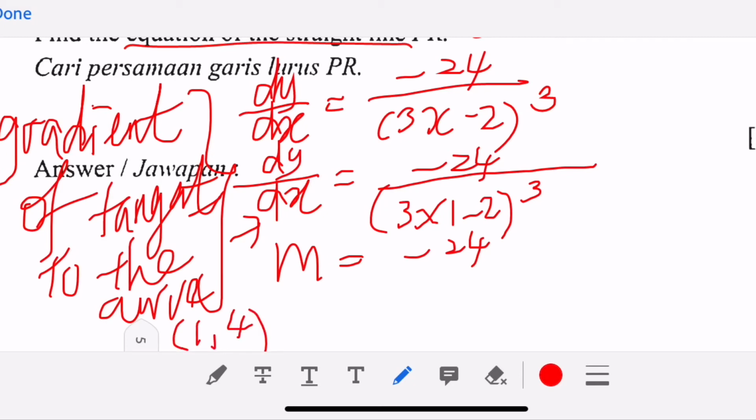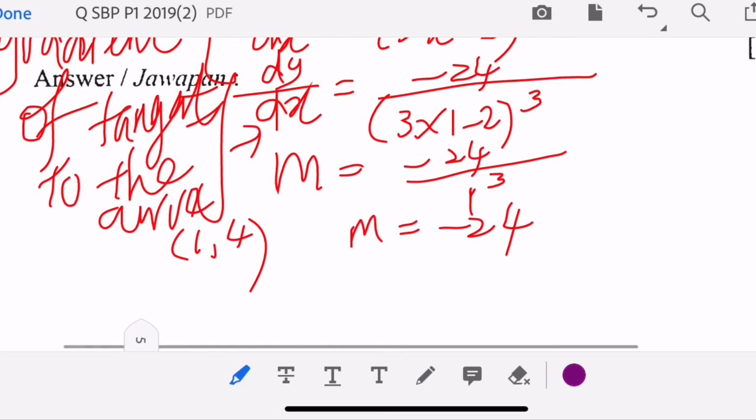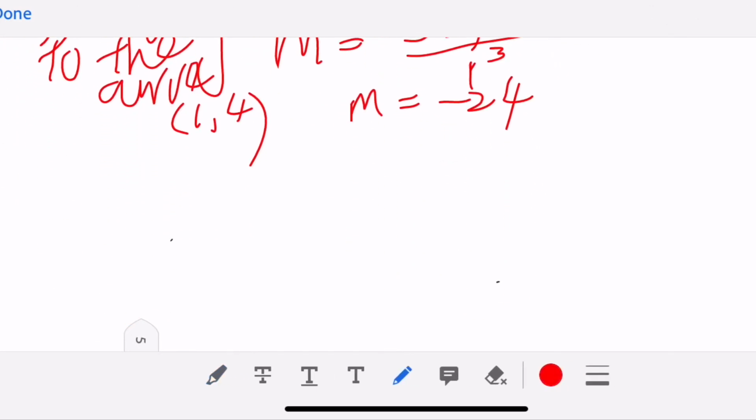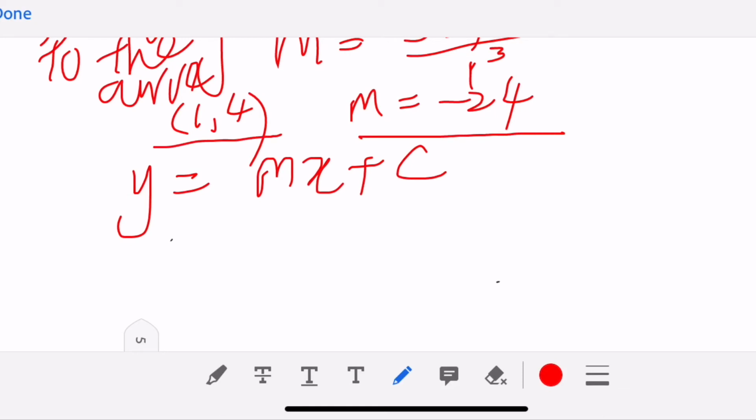So you substitute the 1 inside, then your gradient is negative 24. 3 minus 2 to the power of 3, so it's 1 to the power of 3. 1 to the power of 3 is 1. So that means the gradient is negative 24. So you can actually double check, because at the curve there, the tangent is a straight line. The tangent is a line that is going down. Remember, when the line is going down, it should be negative. So it will tell you whether you are doing the right thing. If you get positive, that means something is not right.